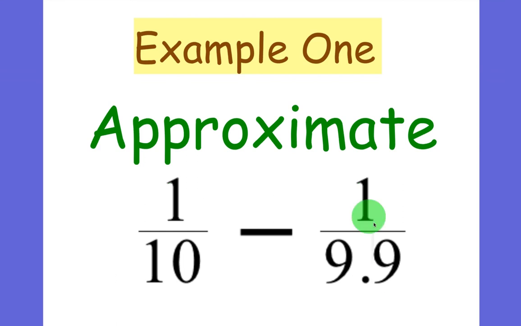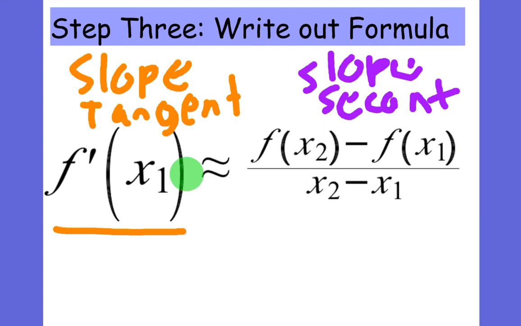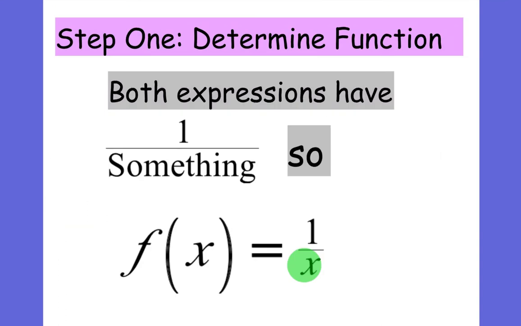Our first example is going to be approximate 1 over 10 minus 1 over 9.9. Now, before we get into this example, let's dive further into the linear approximation equation and why it works. So when we learned about instantaneous rate of change, we learned that it was actually just the limit of the slope of the secant line. For example, when x2 becomes x1, it becomes the slope of the tangent line. And we're going to take a look at the graph of this particular function we create and see exactly why that is. So let's just go to step 1.